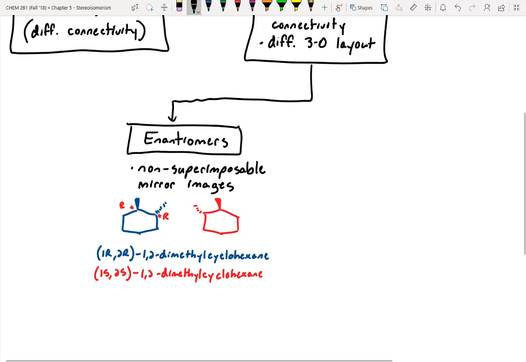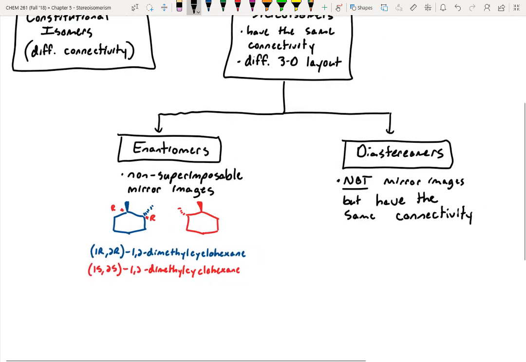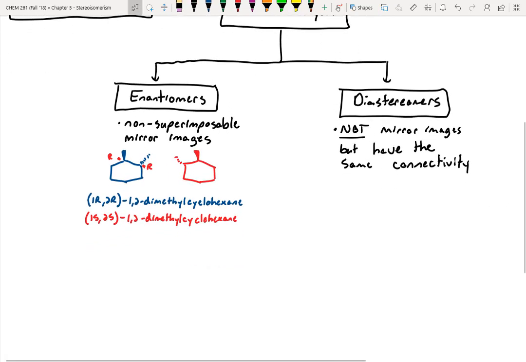All right, the next one's kind of an offshoot that's a bit different. These are called diastereomers. Diastereomers are not mirror images, but have the same connectivity. All right, so let's take a look at a couple diastereomer types.